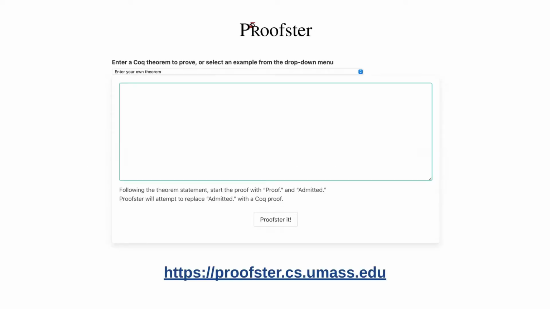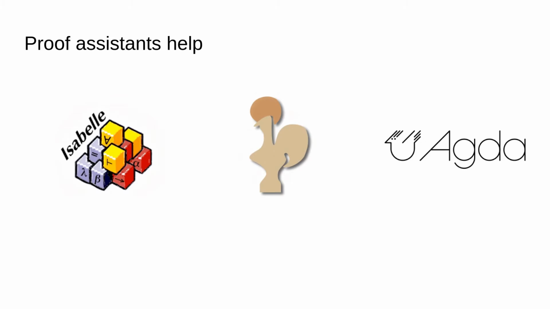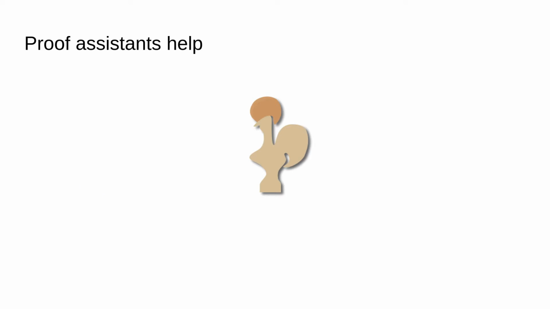Today, I'll describe to you a new interface for automatically generating formal verification proofs, so you don't have to write them manually. Proof assistants such as Isabelle, Coq, and Agda, among others, help ease the verification process through the use of interactive theorem provers. Coq is the proof assistant that we're going to focus on in this work, since it is used in many software verification efforts.